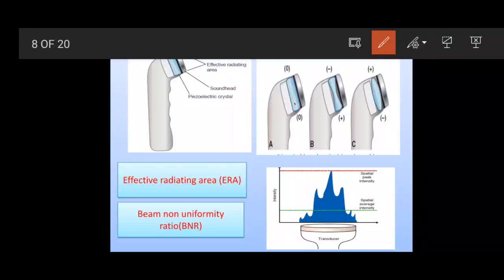So this is the piezoelectric crystal sound head. Here the piezoelectric crystal is compressed. Here it is expanded. You should know about two things, that is effective radiating area and beam non-uniformity ratio. Effective radiating area is the area of the crystal that moves. The crystal is not uniform, nor does it expand and contract uniformly across the area. So this will lead to non-uniformity of the acoustic energy. So that is called beam non-uniformity.